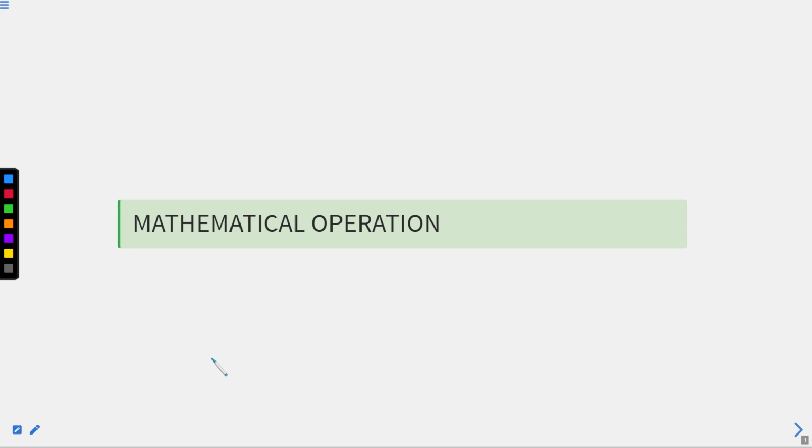Today we are starting with a new chapter named Mathematical Operations. You all have read mathematics from class 1 to 10th till now. Today we are going to deal with a specific portion of mathematics, that is mathematical operations, which is part of reasoning, right? Here we are going to deal with different mathematical tools.